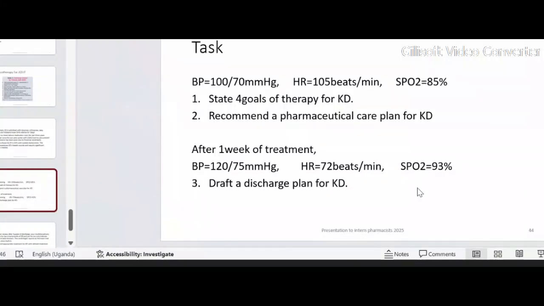Talk about the SpO2. Talk about the heart rate. Talk about the crackles. Talk about the edema. All these can be measurable, or they can be objectively examined by a cardiologist or by you yourself. You can do heart rate, you can check SpO2, you can check respiratory rates. You can even observe the patient. So, how would you state your goals of therapy?